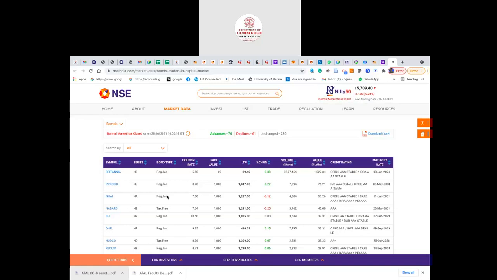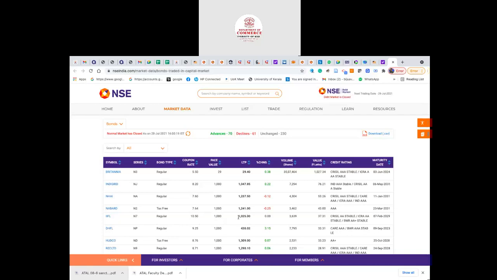So regular bonds mean you have to pay tax on the interest received from the bonds. The coupon rate means the interest rate given by the bonds. So you can identify that when the interest rate is lower, the face value and the last traded price are lower. If the interest rate is high, you can see a regular bond IFL with an interest rate of 10.5, a face value of 1000, now traded at 1025. If you want to purchase this IFL bond, you have to pay 1025, and you will get 10.5% interest monthly.